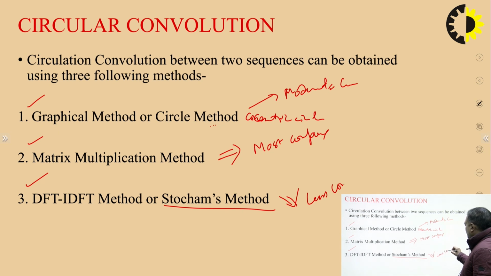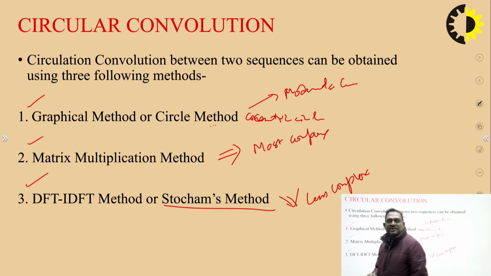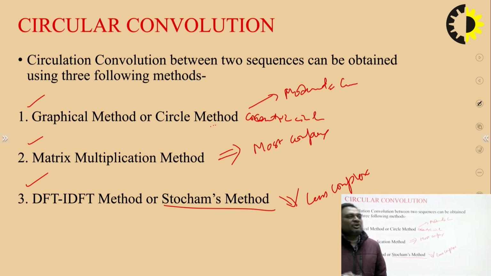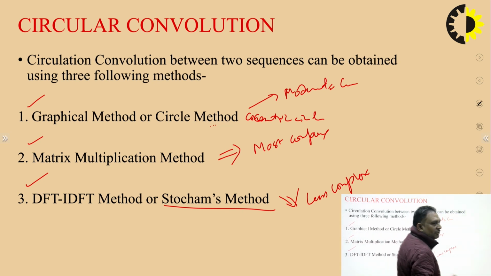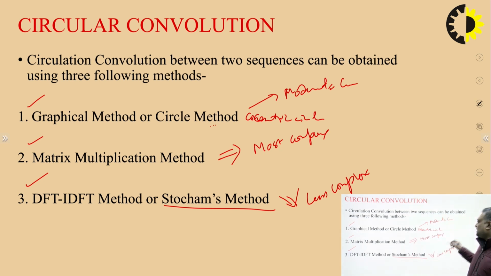I am talking about complexity as measured in terms of the machine, not in terms of a human, because when you deal with pen and paper with these types of methods, you will find that this is the easiest method.